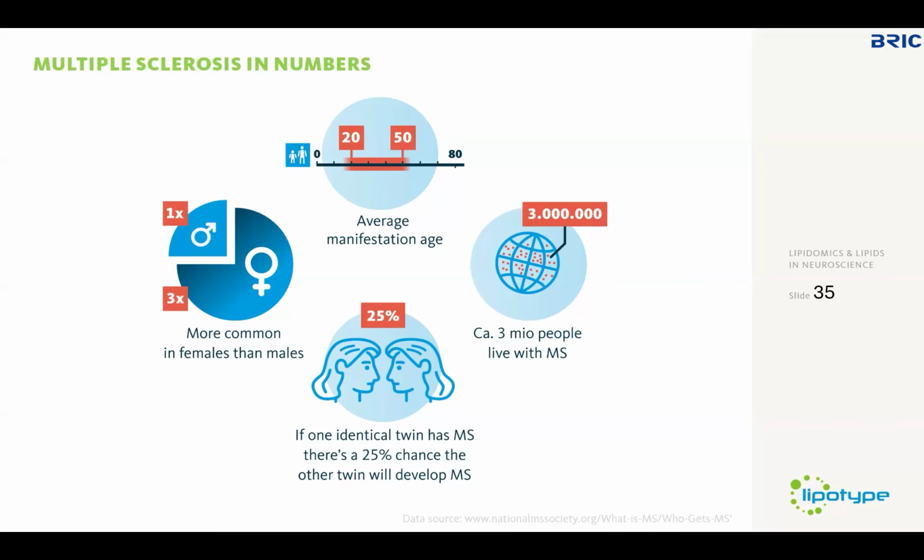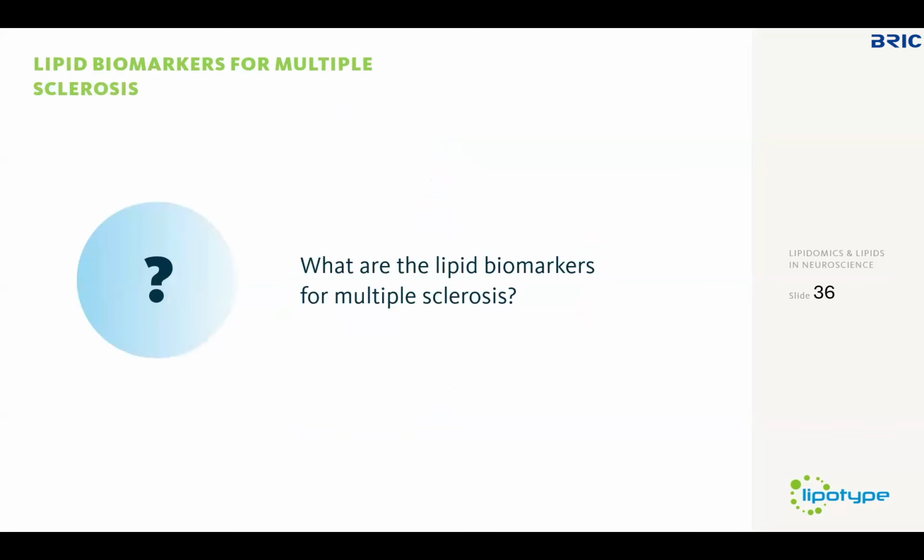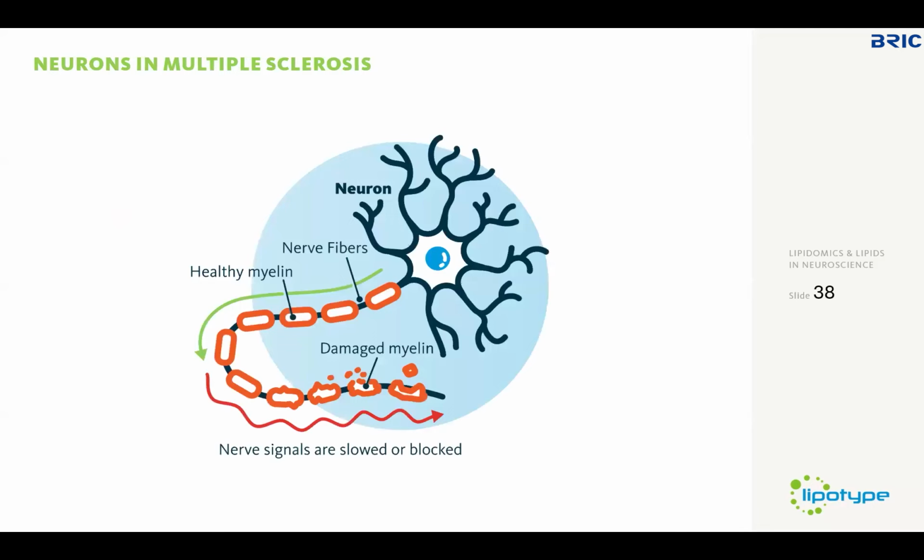So this is a very important part of neurolipidomics, to study multiple sclerosis and other neurodegenerative diseases, to make sure that we do our part in trying to help patients and research in this field. Now, in this particular study, again performed together with DID-CNA, we wanted to check what the lipid biomarkers for multiple sclerosis are.